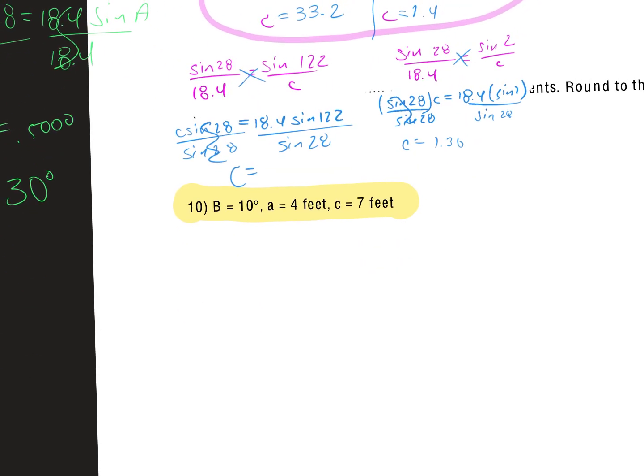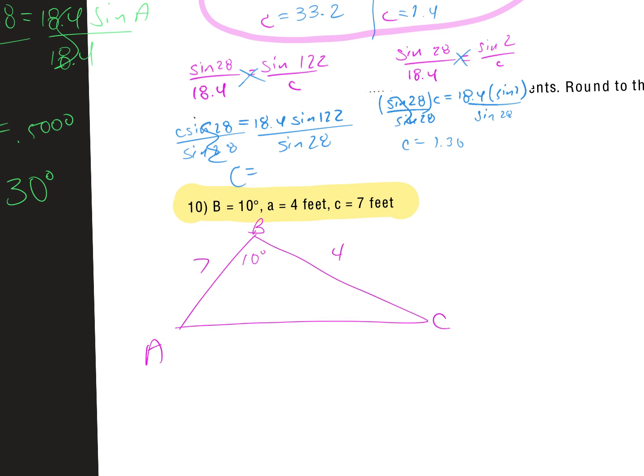This one asks for area. It doesn't say to use this area formula. You guys need to know that. If I'm going to draw this triangle, I know it's not base times height divided by 2 because I don't have any right triangles. So here's A, here's B, and here's C. Angle B is 10 degrees. Side A is 4. Side C is 7.